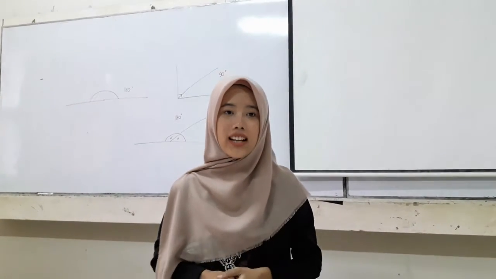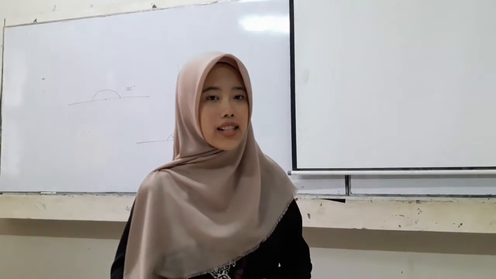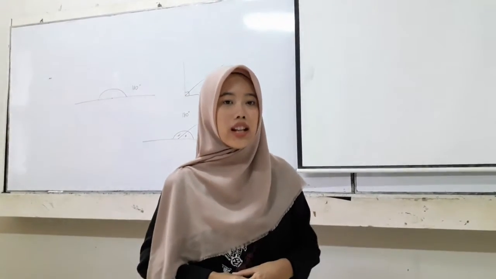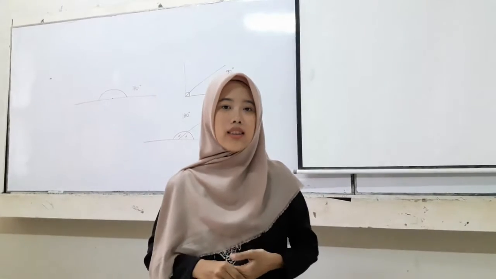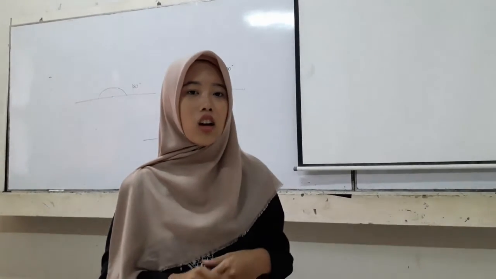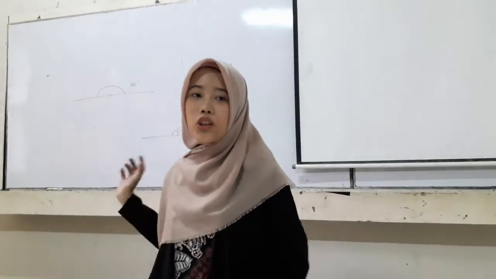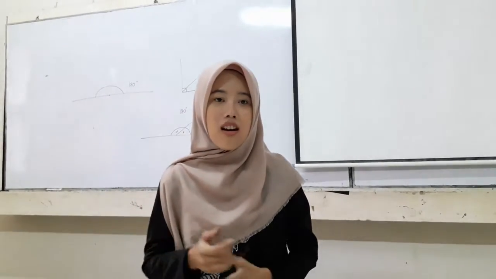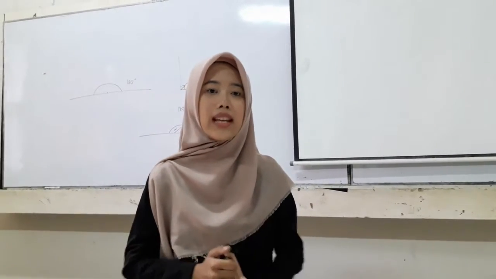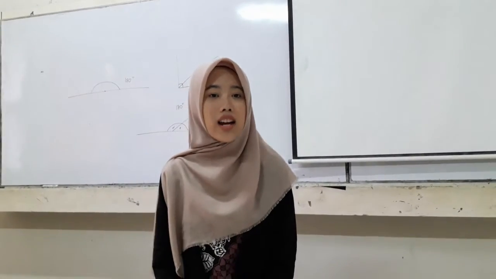A straight angle is formed by two rays pointing in exactly opposite directions. A straight angle is really just a line. Two angles that combine to form a right angle are called complementary angles. Two angles that combine to form a straight angle are called supplementary angles. Are there any questions? No, ma'am.